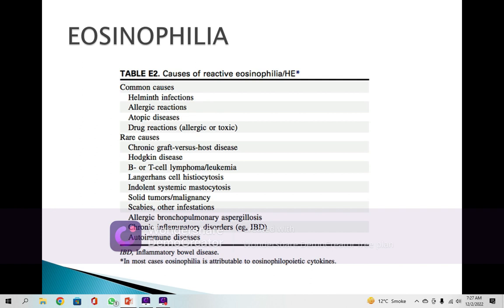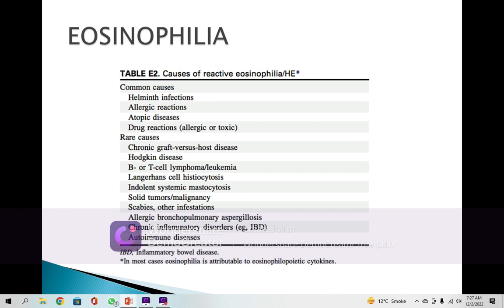So, if it is less than 500, it is reactive. If it is more than 500, according to the Harrison textbook of medicine, it is not reactive. It is something going on otherwise, which is called pulmonary eosinophilia. So, helminthic infections, allergic reactions, atopic diseases, drug reactions, these are the types of reactions which can be reactive in nature. If they are severe enough, persistent enough, they can cause pulmonary eosinophilia.